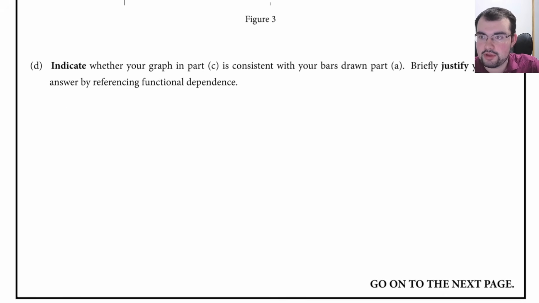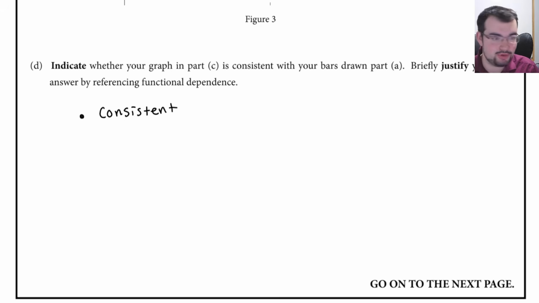And then indicate whether your graph in part C is consistent with your bars in part A. Briefly justify your answer by referencing functional dependence. Now, as someone who writes these, it's my opinion that part D2 is probably the hardest on the whole FRQ, except maybe the part with the best fit line. So, first of all, pick one, by the way. First of all, the fact that you're seeing this video means the answer is consistent, because if not, I would have caught it.